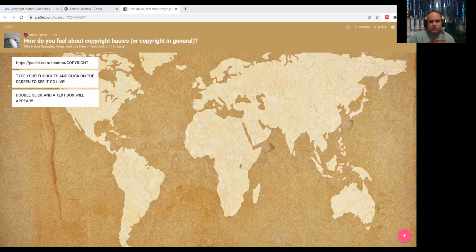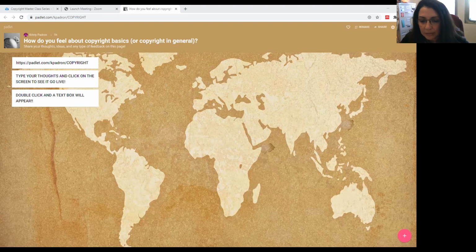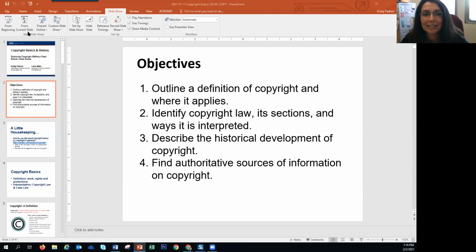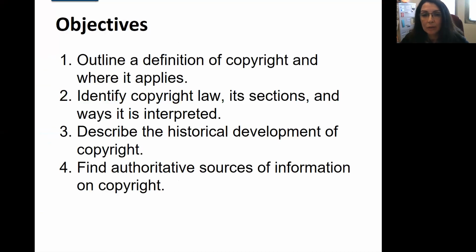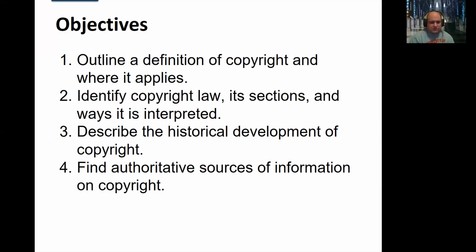Christy, are you meant to show the Padlet screen, or are you on the slideshow? Because you're showing the Padlet screen right now. Okay. All right. Okay, are we seeing the objectives? Yes. Great. Okay, sorry about that.